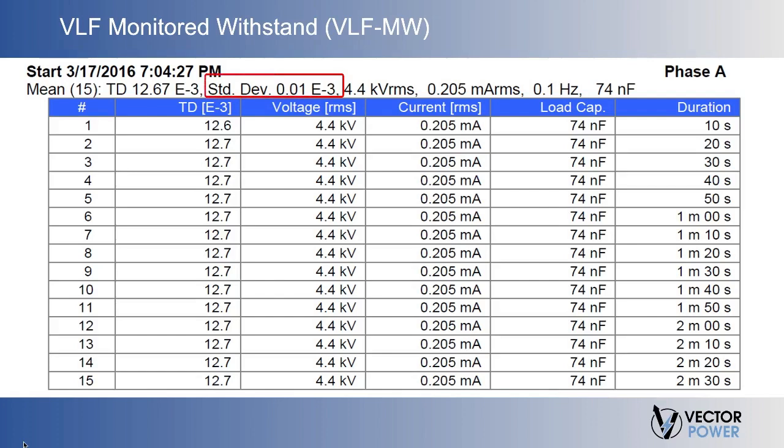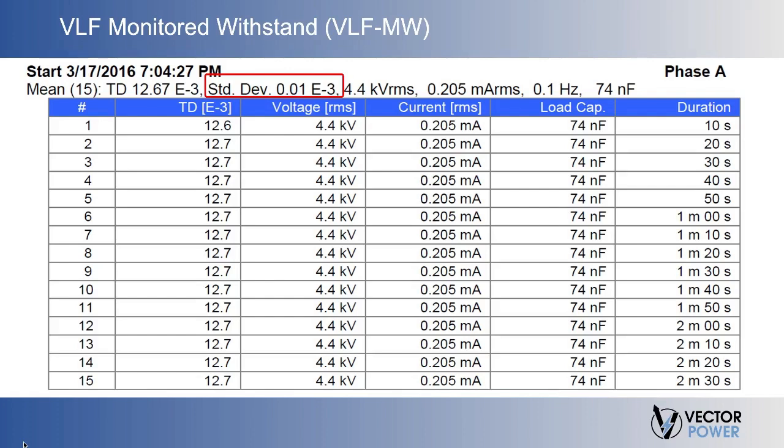We see that the standard deviation across the 15 measurements that were taken was 0.01, and that's to the exponent of -3. So as we can see, it's very stable. Virtually no changes whatsoever in the tan delta value. And the tan delta value that we were getting was a value of 12.6.